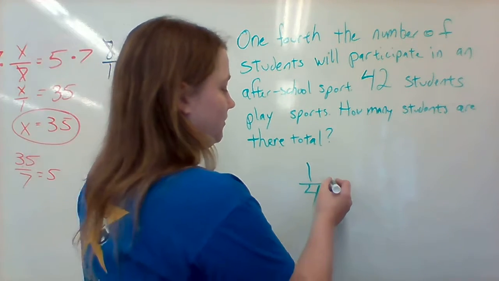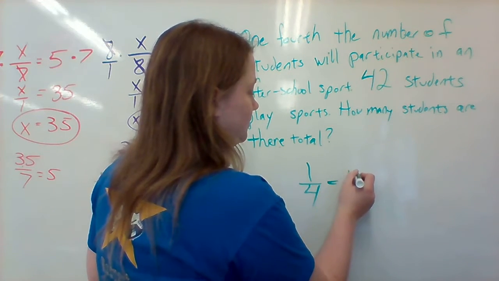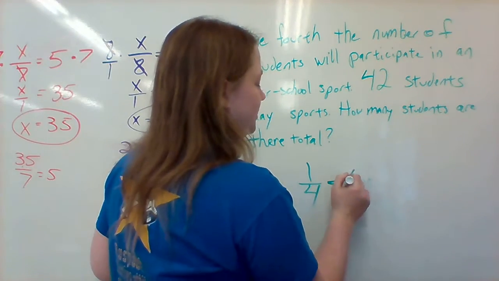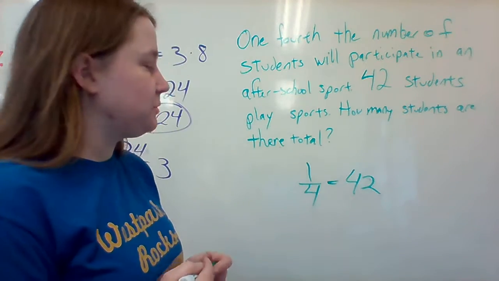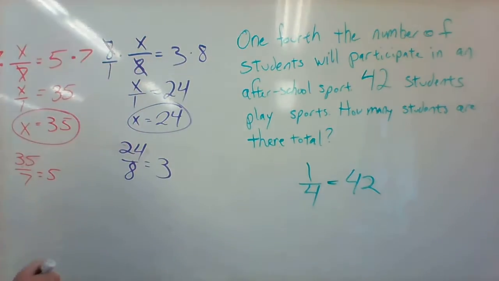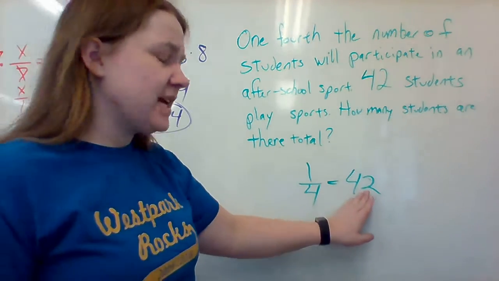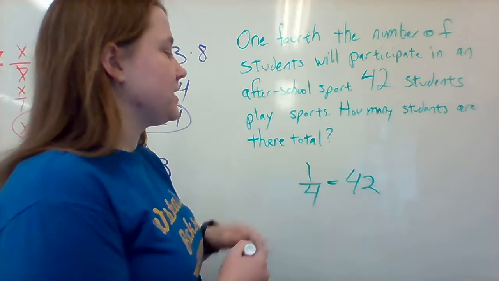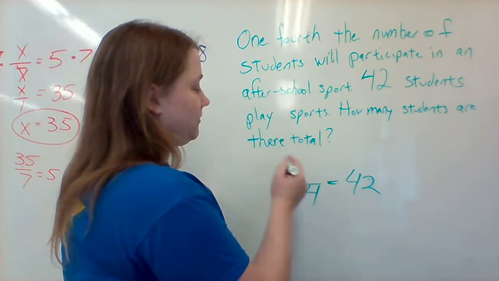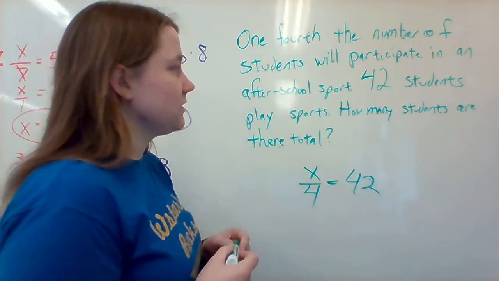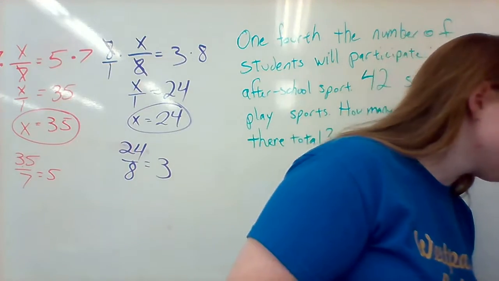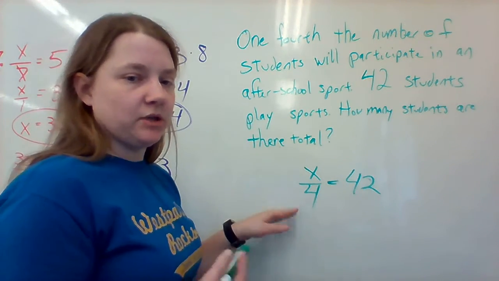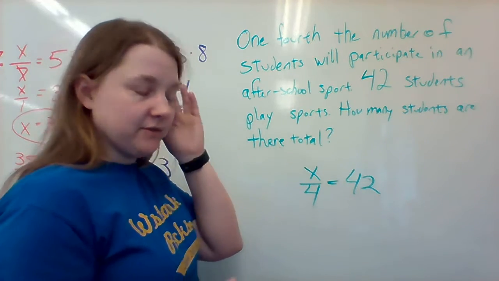So if there are 42 students who play sports, what we need to do is take that 42 and figure out how many students total there are. So we need to go ahead and divide that. But we can't divide it because we don't know what there is here.